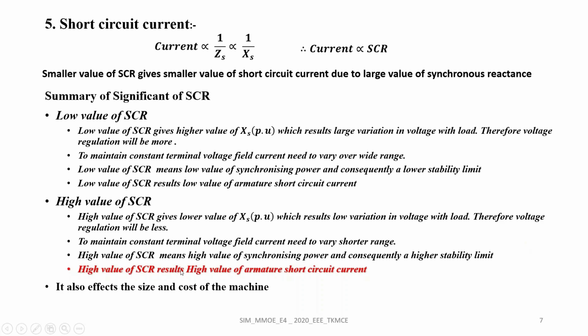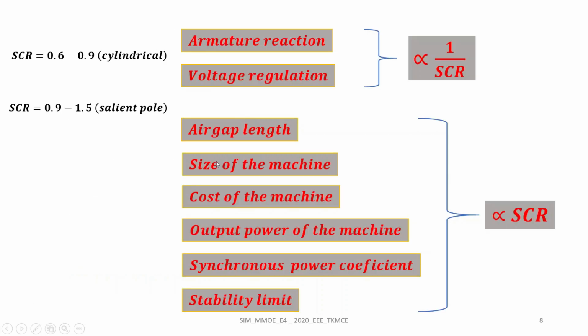High value of SCR results in high value of armature short circuit current, and it also affects the size and cost of the machine. So from here it is concluded that armature reaction and voltage regulation are inversely proportional to short circuit ratio. Air gap length, size of the machine, cost of the machine, output power of the machine, synchronous power coefficient, stability limits, all are directly proportional to short circuit ratio.